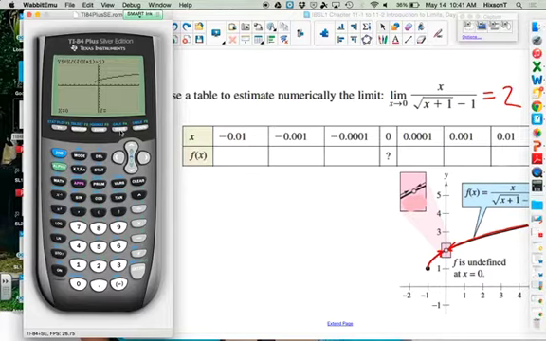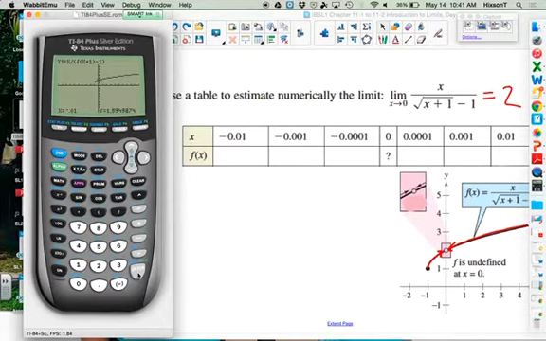So now, we plug in values. Notice we start at 1/100th away from 0, then we go to 1/1000th, then 1/10000th. All right? So if we trace and we plug in a negative 0.01.